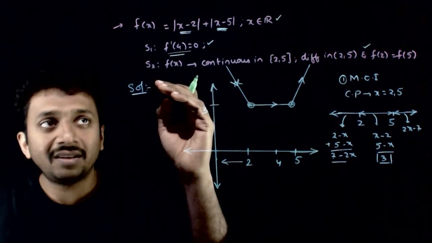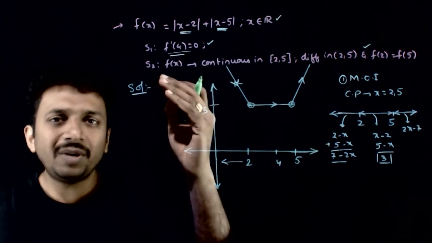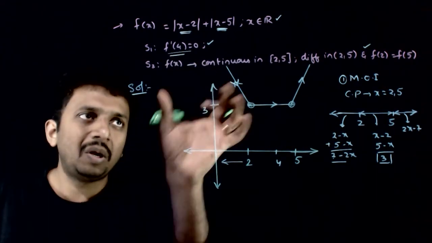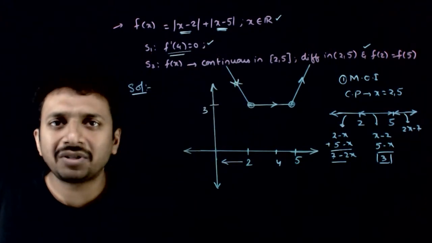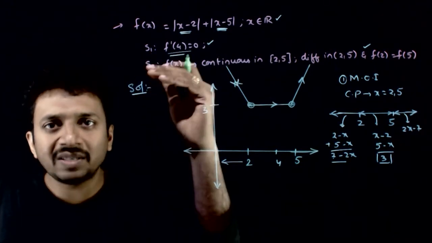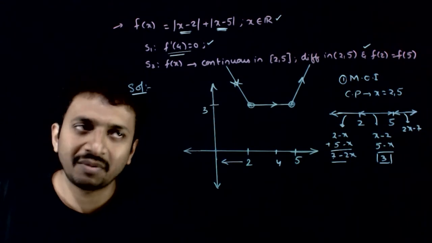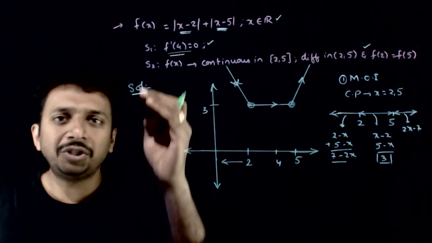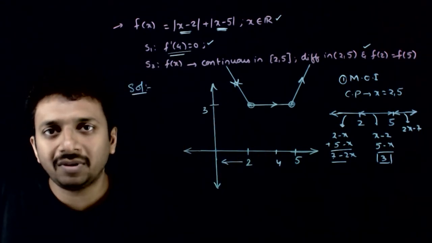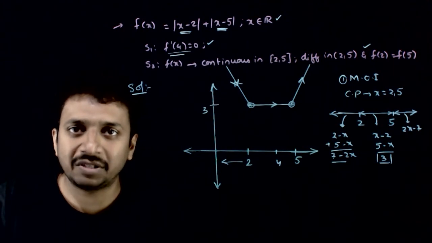So statement 1 is true, statement 2 is true, but statement 2 does not explain statement 1. F dash of 4 is equal to 0 because this is a constant function between 2 and 5. So the answer should be S1 and S2 are true, but S2 is not a correct explanation for S1.